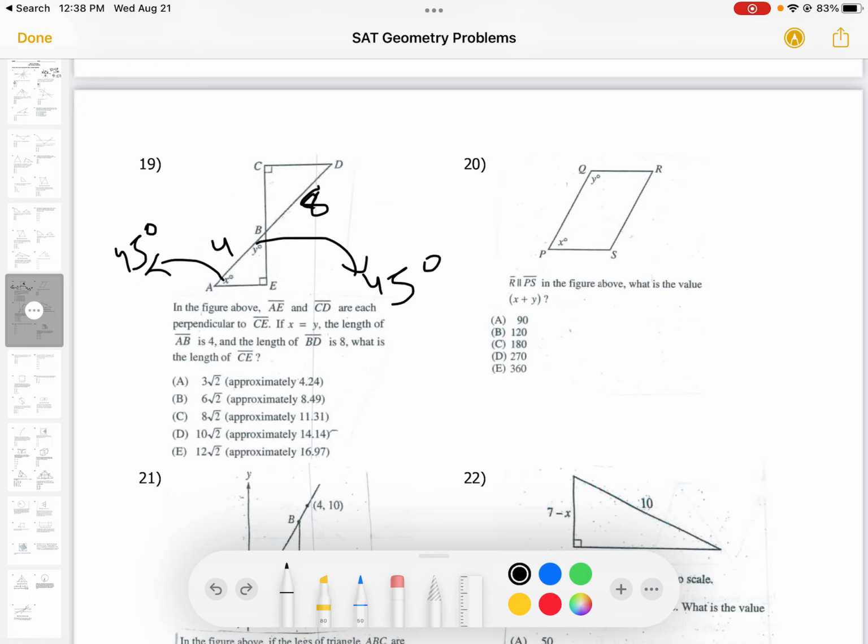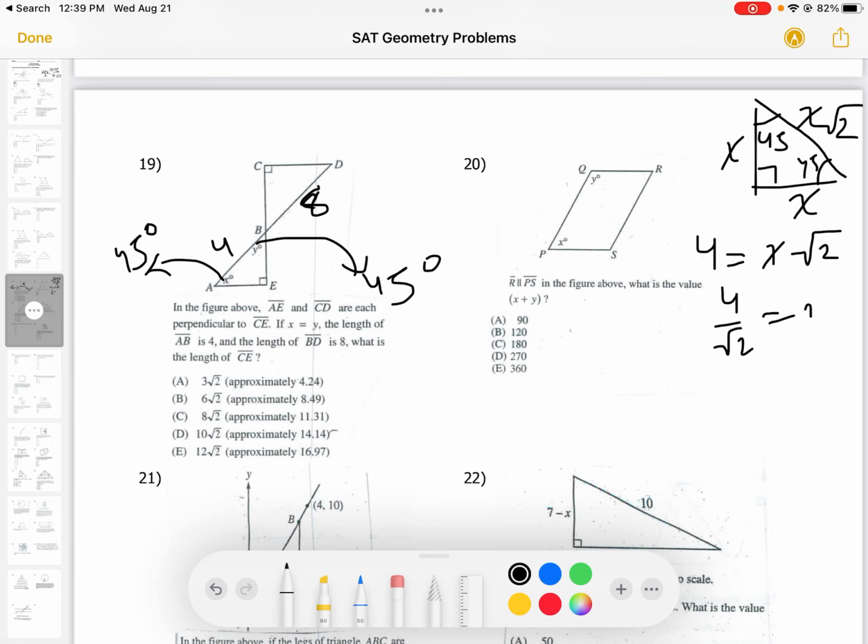So we can use our special triangle rules, because in any 45, 45, 90 degree triangle, if the legs are both of length x, then the hypotenuse is x root 2. That's a special triangle rule. Here we know the hypotenuse of ABE is 4, so we can write an equation: 4 is equal to x root 2. If we divide by root 2, 4 divided by root 2 is equal to x. If we rationalize the denominator, we get 2 root 2 is equal to x. So AE is 2 root 2, and so is BE.